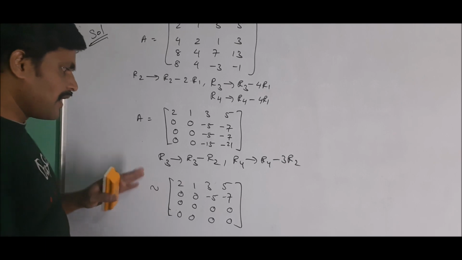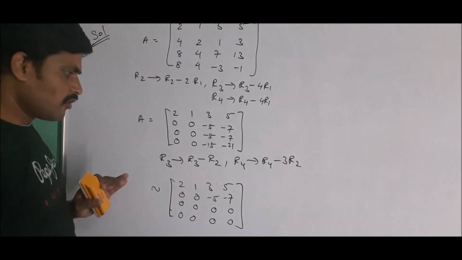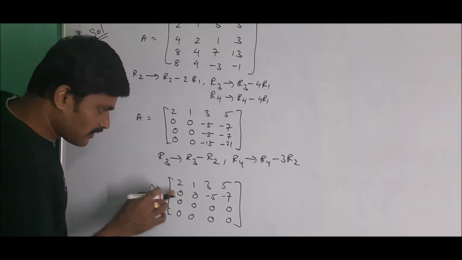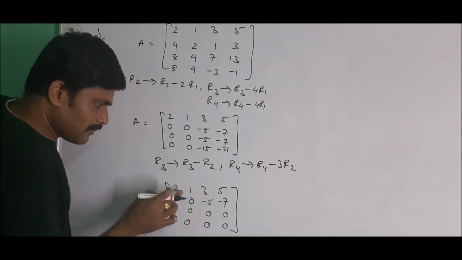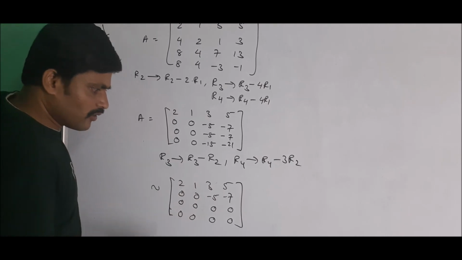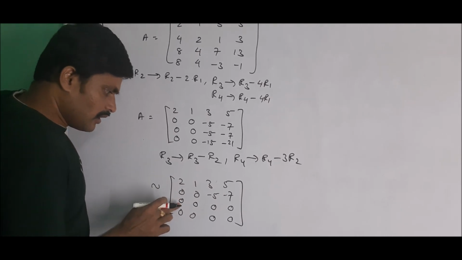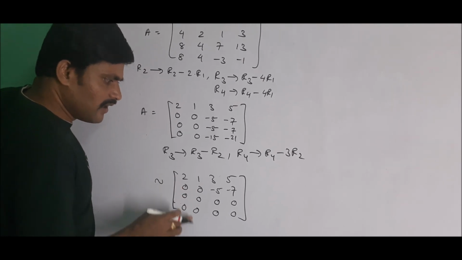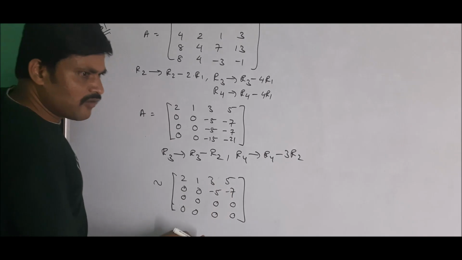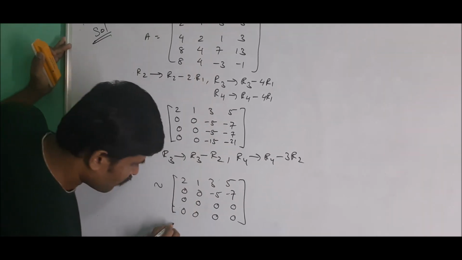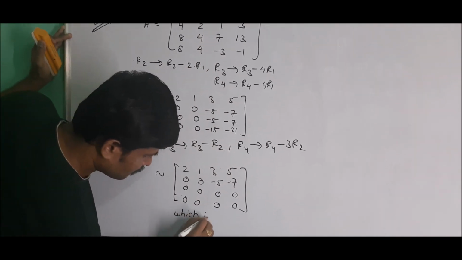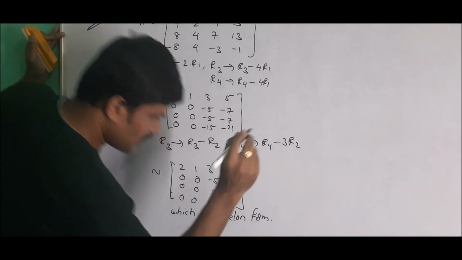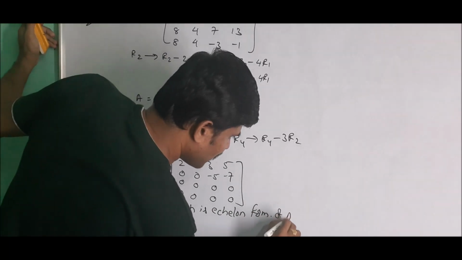Now we cannot apply any row transformation from this. So here this is echelon form. Here we observe that the zeros are increased in the corresponding rows. Second row 2 zeros, third row 4 zeros, and fourth row also 4 zeros. So zeros are increased in this one. So this is the echelon form of the given matrix A.